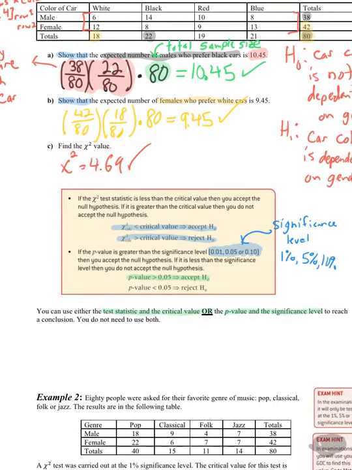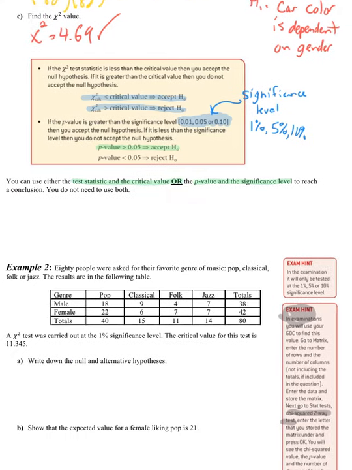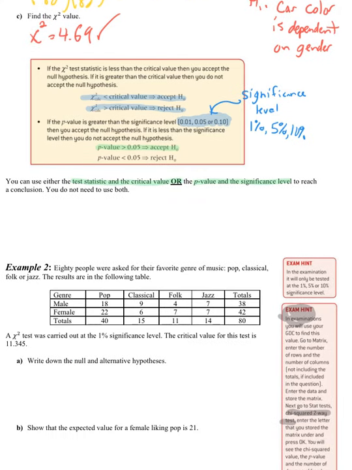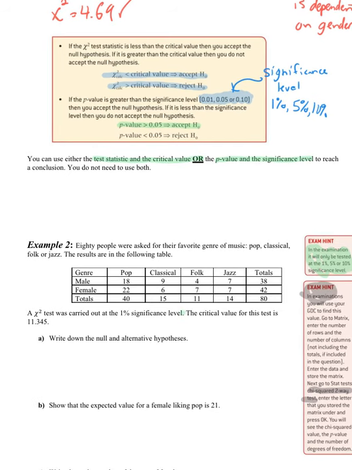And that's the idea here. On the exam, you will only be expected to know the 1%, 5%, and 10% significance levels, and it's always going to be given to you like this: a chi-square test is carried out at 1% significance level. So that's going to be 0.01. So we want the p-value to be higher than that.